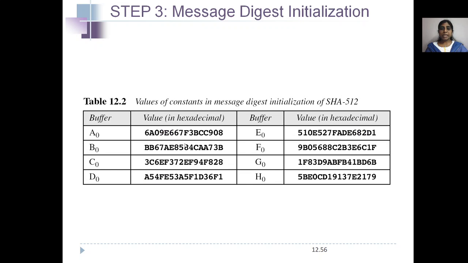So the message digest initialization. The initial vectors, we have A0, B0, we have the 8 vectors where 1024 bits are divided into 8 buffers. These 8 buffers have values in hexadecimal. These already have the initial vector values. Like I said, initially we don't have any previous values, so we are going to take the initial values. These are the initial values that we are going to put into the 8 buffers.